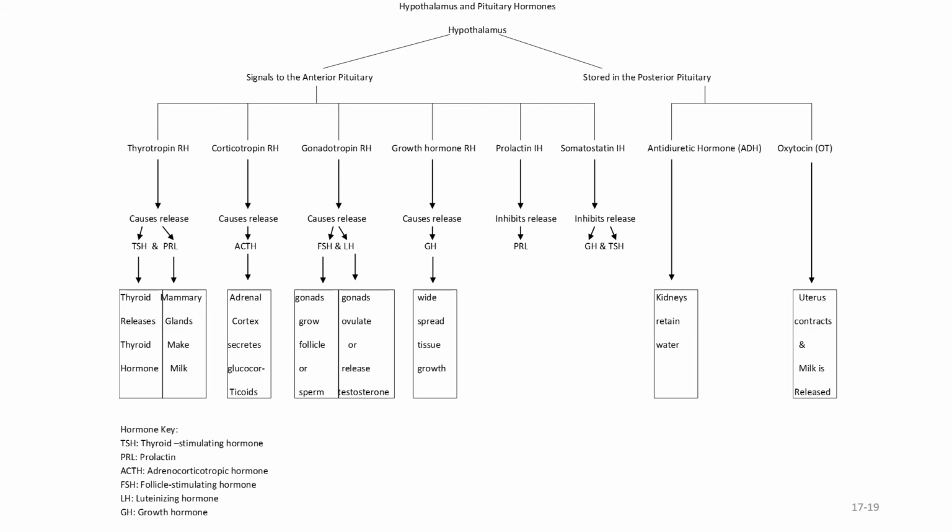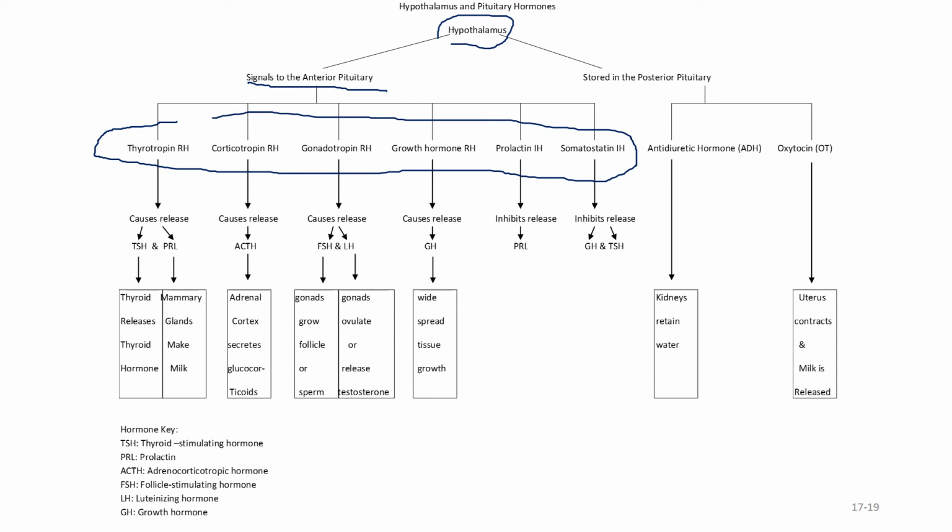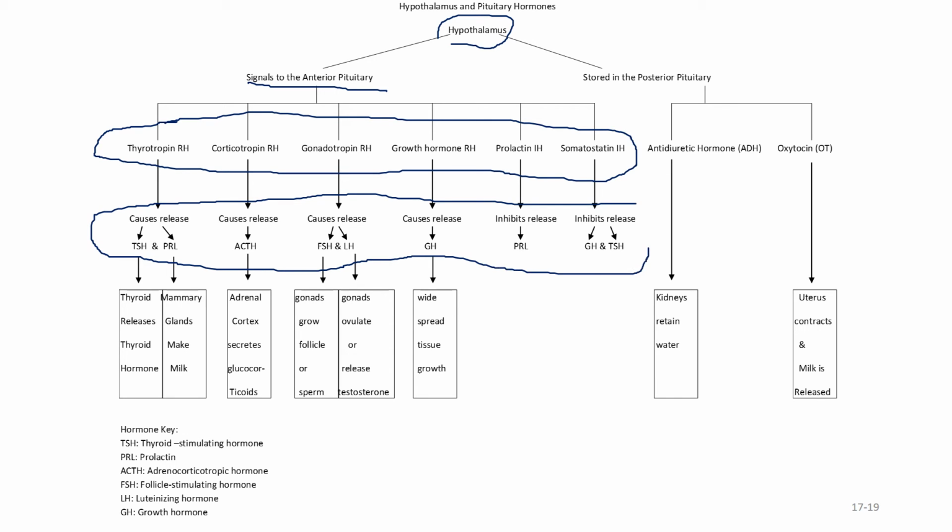Here we get to this nice little chart that I made. If you do not have this, it is available to you on Blackboard. So those hormones that signal from the hypothalamus to the anterior pituitary are right here. Here's the 6 of them: 1, 2, 3, 4, 5, 6. The releasing hormones and inhibiting hormones. What they do is they cause the release or inhibition of these hormones, which are released from your anterior pituitary. Once those hormones are released, these are the effects that they have down here.